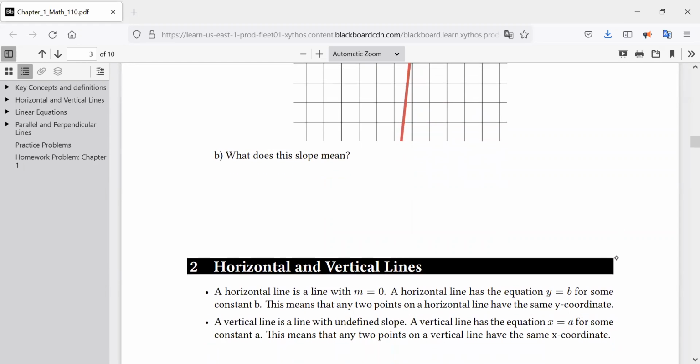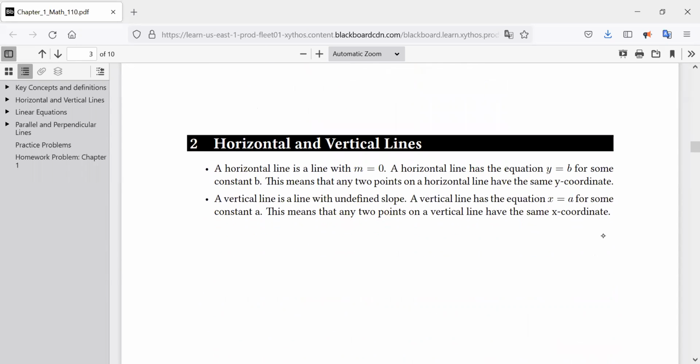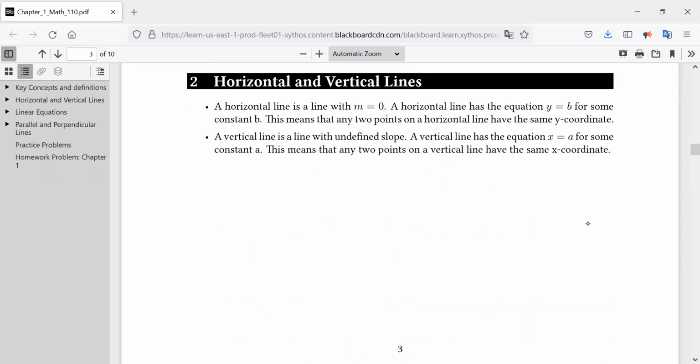Makes sense. Cool. On the most basic level, it is how much does your y value change over how much does your x value change? But there are lots of ways to think about that.